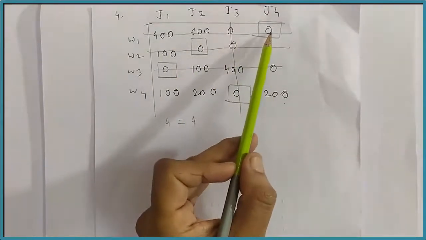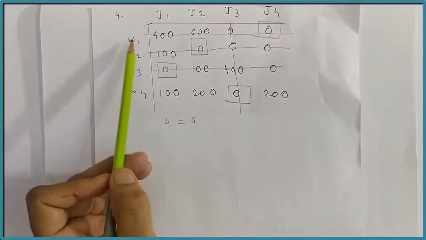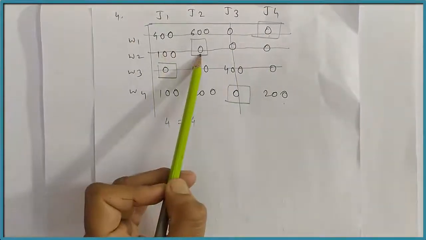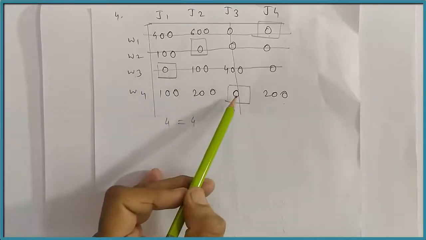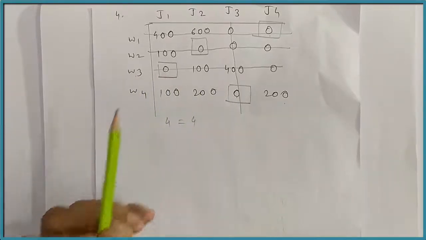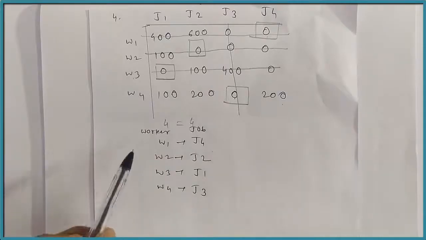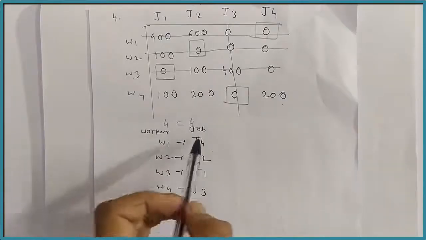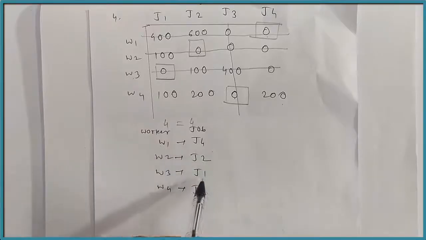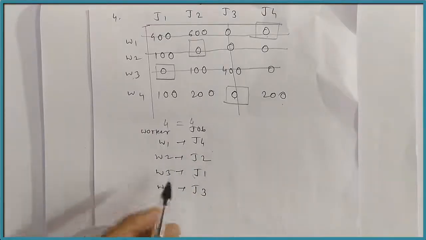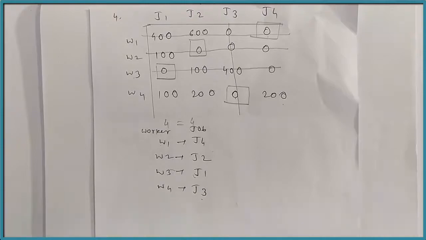In the first row, the J4 job will be assigned to W1, the J2 job will be assigned to W2, the J1 job will be assigned to W3 and the J3 job will be assigned to W4. Therefore our final answer, worker and job: J4 job is assigned to W1, J2 job is assigned to W2, J1 job is assigned to W3 and J3 job is assigned to W4.